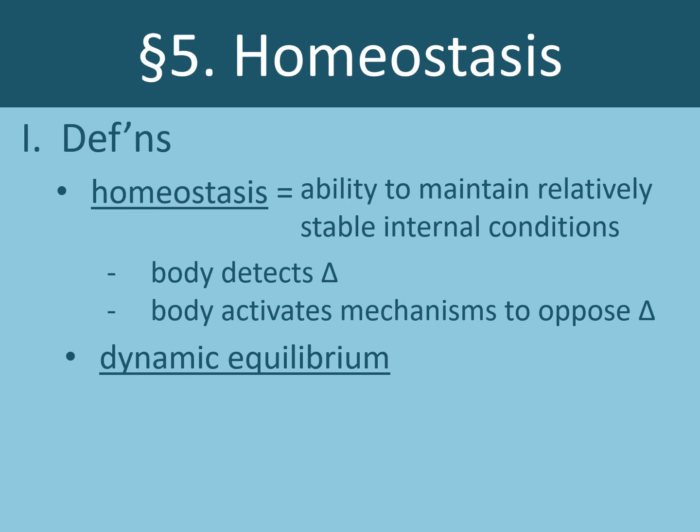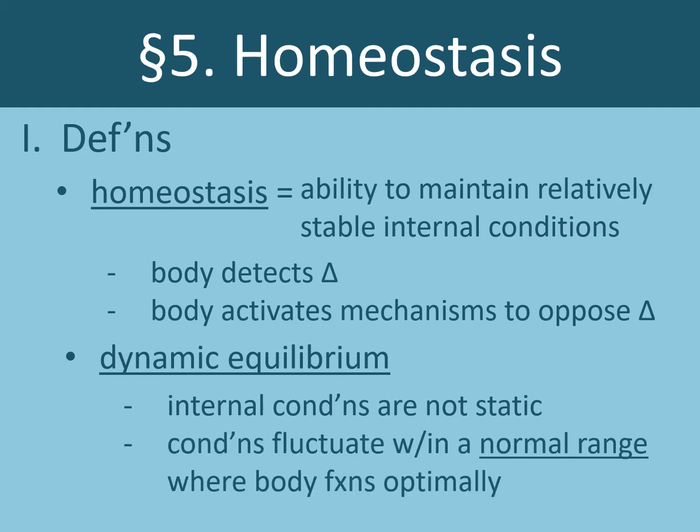Another term I'd like you to know is dynamic equilibrium. The conditions inside our bodies are not static. They are not always perfectly constant. Those conditions will fluctuate within what we call a normal range, where our bodies will function optimally. So for example, the temperature of our body is not perfectly constant. There are highs and there are lows, but there's a narrow range where our body will operate normally.